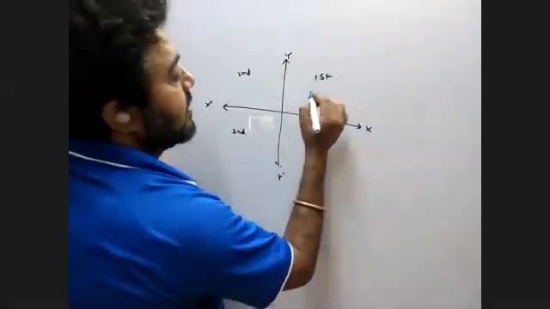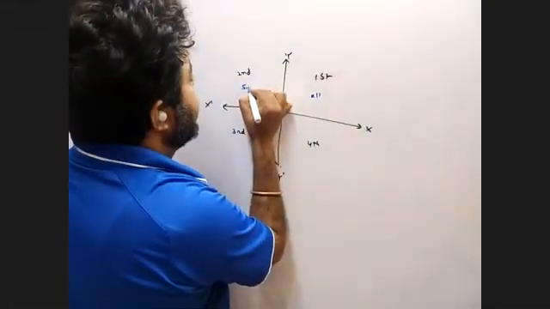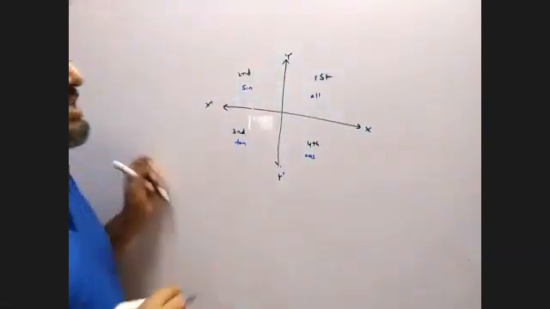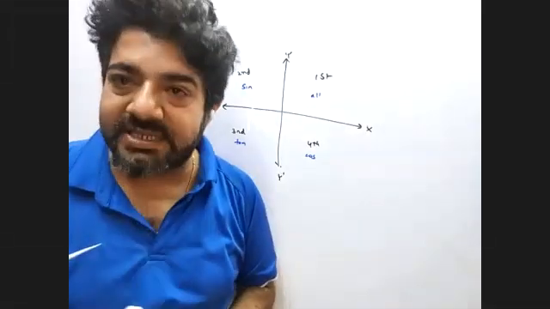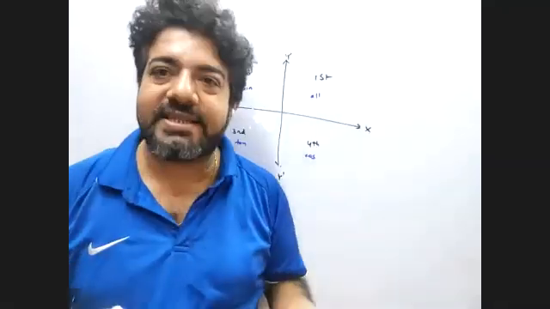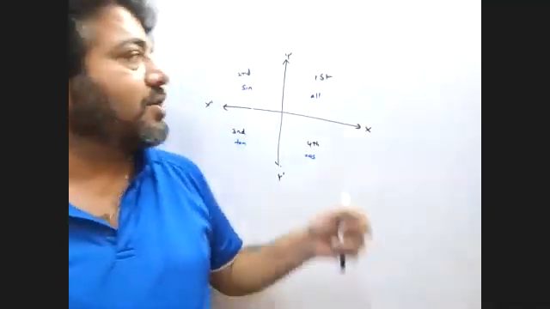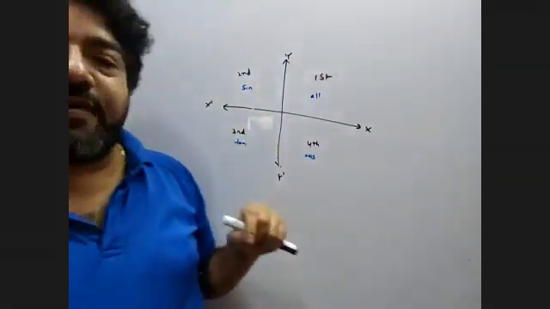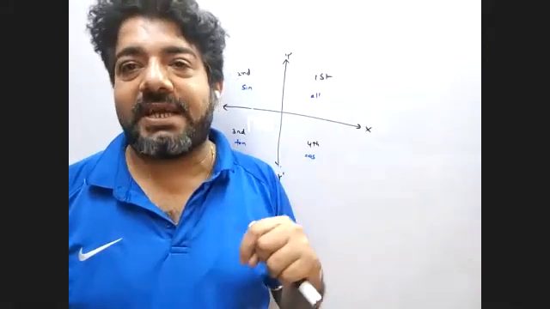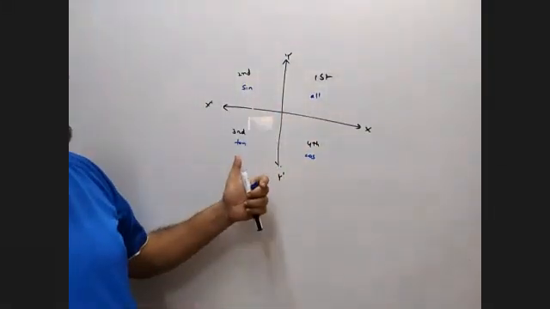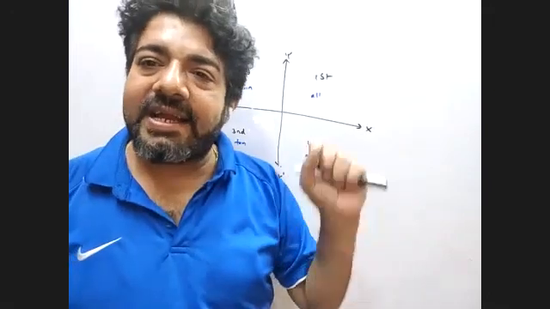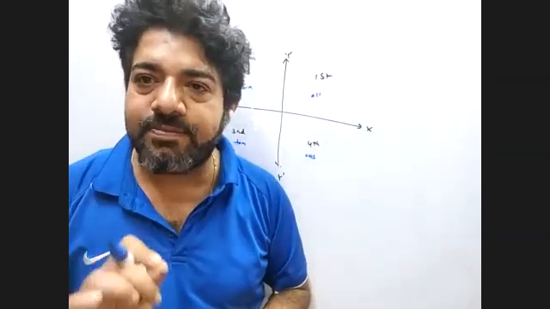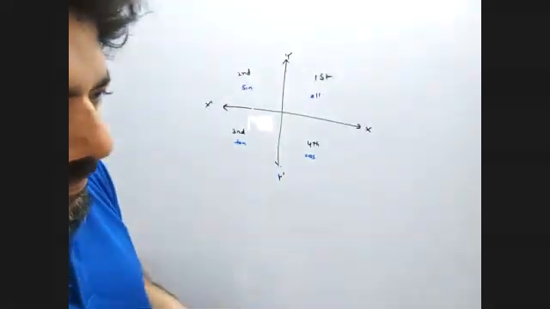Now we use the rule: all, sine, tan, cos. That means all trigonometric values, sine theta, cos theta, tan theta, cot theta, sec theta, cosec theta, are positive in the first quadrant. In the second quadrant, sine and 1 by sine, that is cosec, are positive. In the third quadrant, tan and cot are positive. In the fourth quadrant, cos and sec are positive. Is it clear?